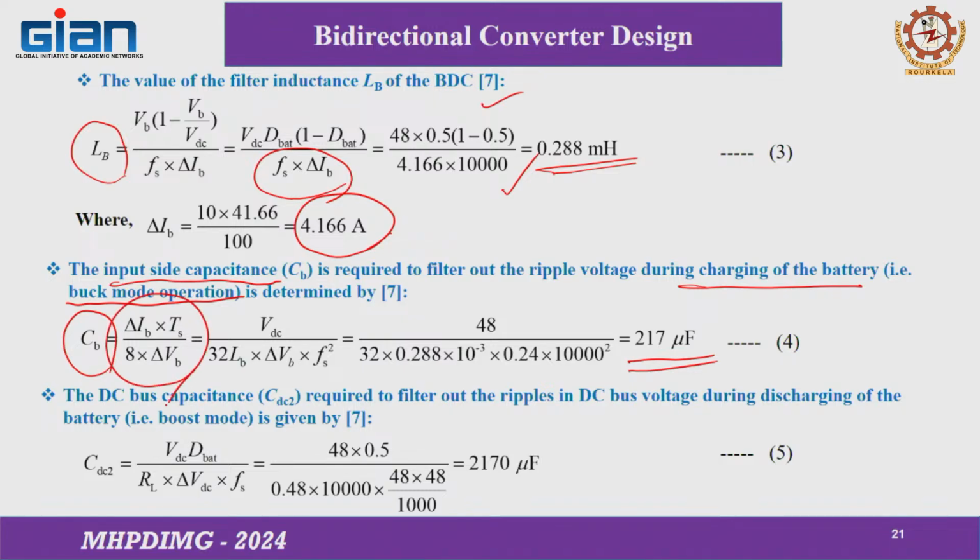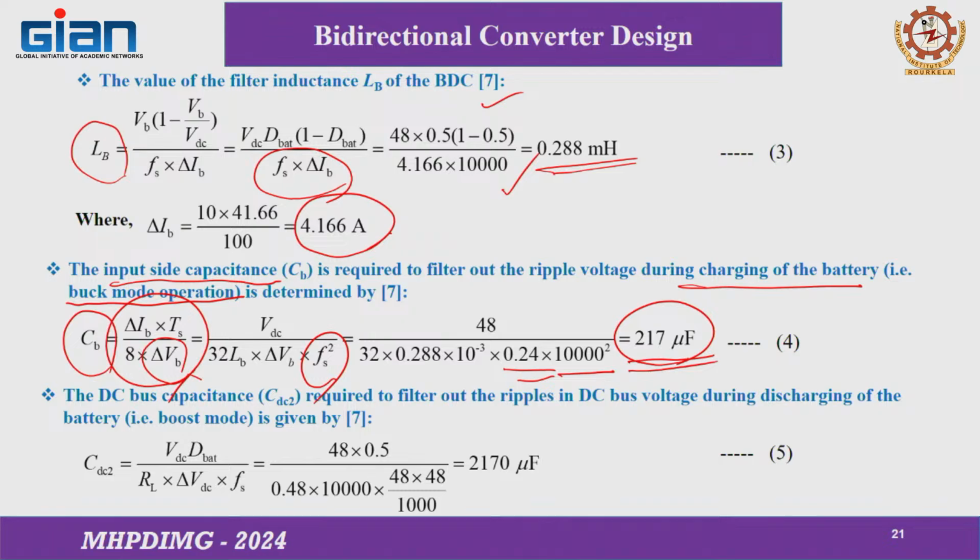ΔIB into TS divided by 8 into ΔVB. ΔVB we have calculated as 1% of VB. So this is 0.24, and if you put all the values, with the switching frequency of 10 kilohertz, we get an input capacitance value of 217 microfarad.